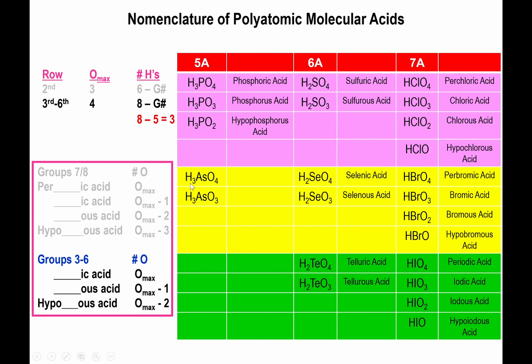But much the same way, 3 hydrogens, 4 oxygens. This is called arsenic acid, followed by arsenous acid. And if we go even further into antimony, we still have 3 hydrogens because we're in group 5. We start with the 4 oxygens, so this is called antimonic acid. And the next one will be called antimonous acid, once again based on the table.